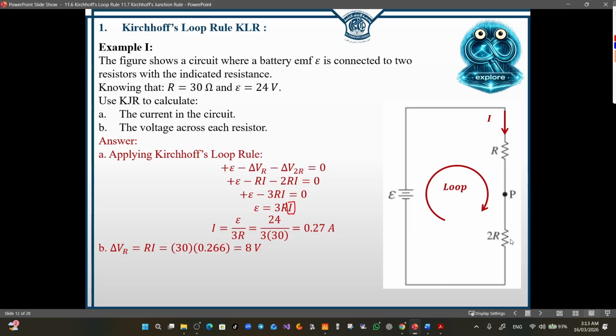Now, what about 2R? We apply Ohm's law on the 2R resistor, and that gives us delta V of 2R equals 2Ri, because the resistance here is 2R. 2 times 30 times 0.2266, and the answer is 16 volts. Now, notice that if you add 8 to 16, it will give you again the voltage across the source, and the voltage across the source is 24.